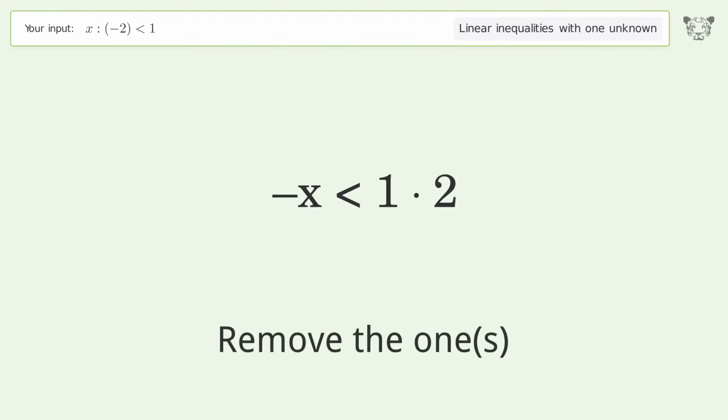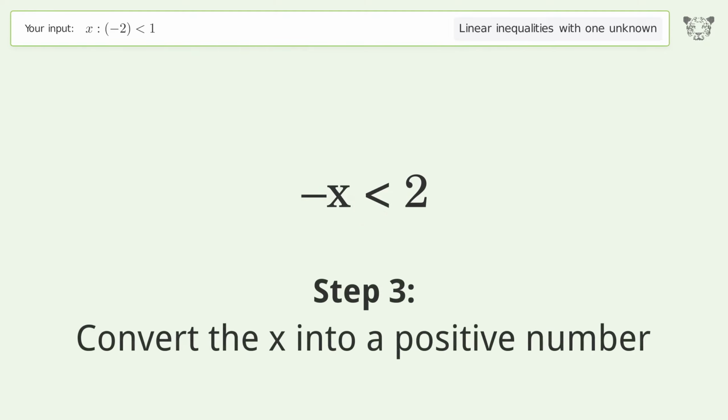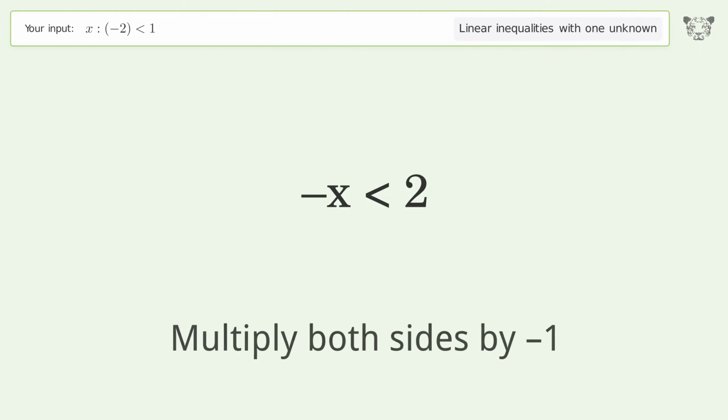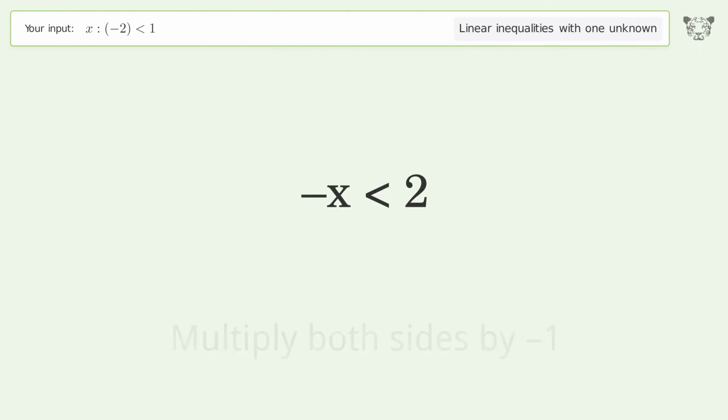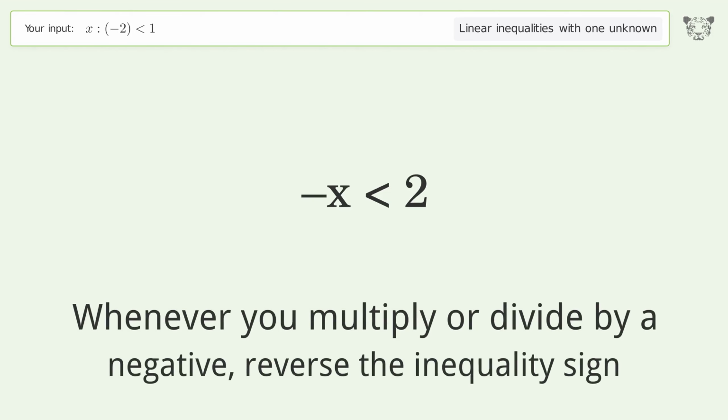Remove the ones. Convert the x into a positive number. Multiply both sides by -1. Whenever you multiply or divide by a negative, reverse the inequality sign.